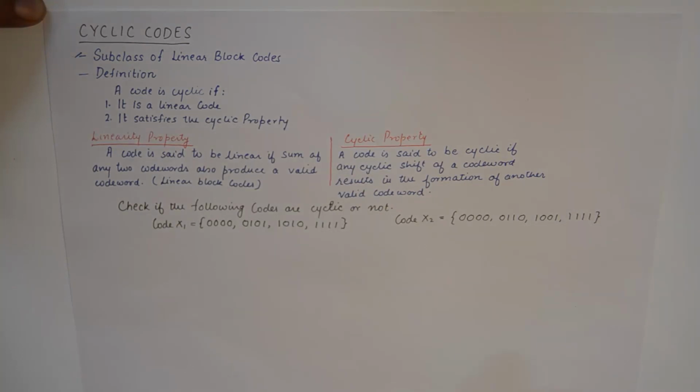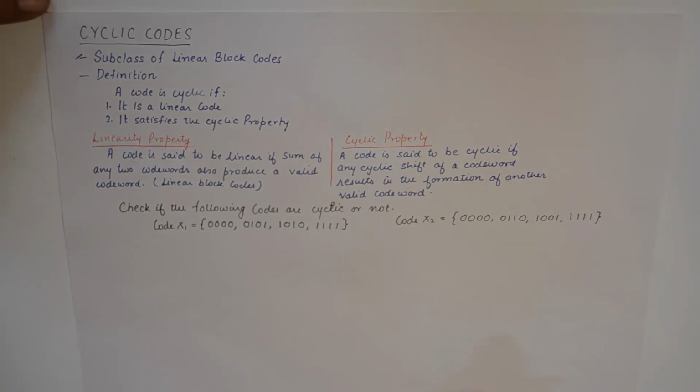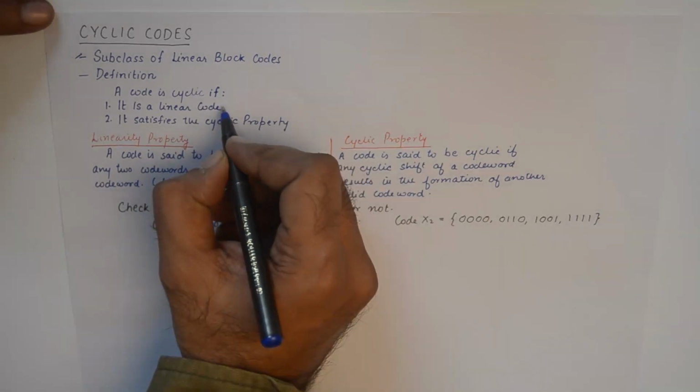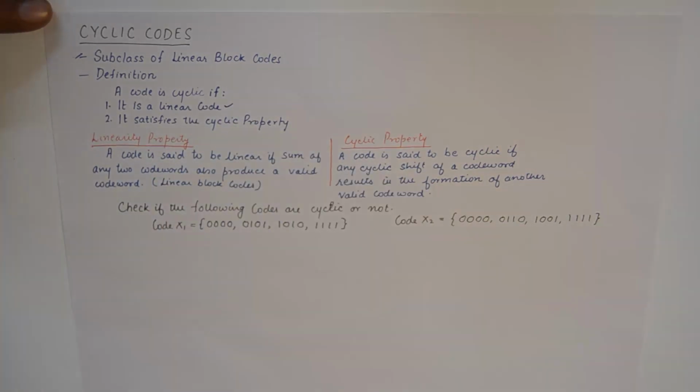And according to the definition of cyclic codes, it's a code which is linear in nature. So the first thing also defines that it's a subclass of linear block code. So this code should be linear. And the second property, the code will be cyclic if it satisfies the cyclic property. We'll discuss both these properties in detail now.